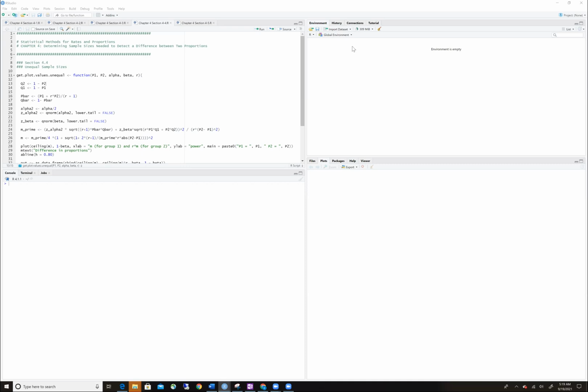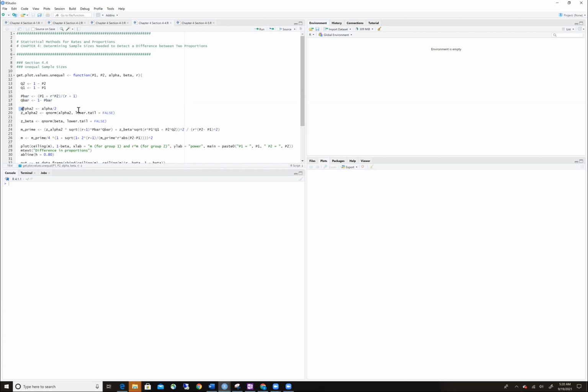So we're going to add one thing into the function that we create. So we're going to have P1 and P2, just like before, alpha, beta, and we're going to also have this value of R. Okay, so we're going to set Q2 and Q1 to be the probability of failure for each of the groups. And we're going to set our P bar values, but now our P bar is calculated slightly differently because we have unequal sample sizes.